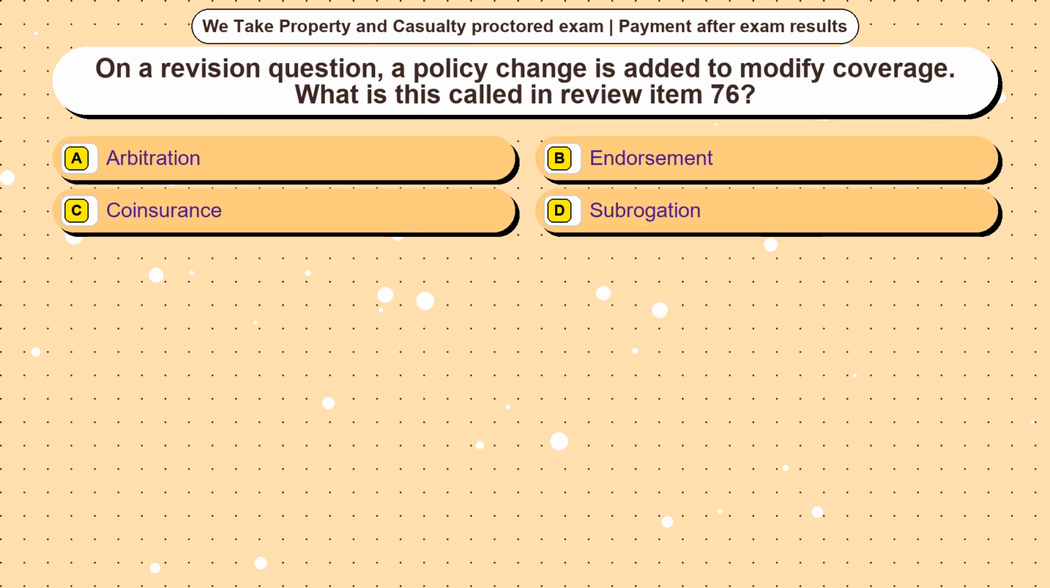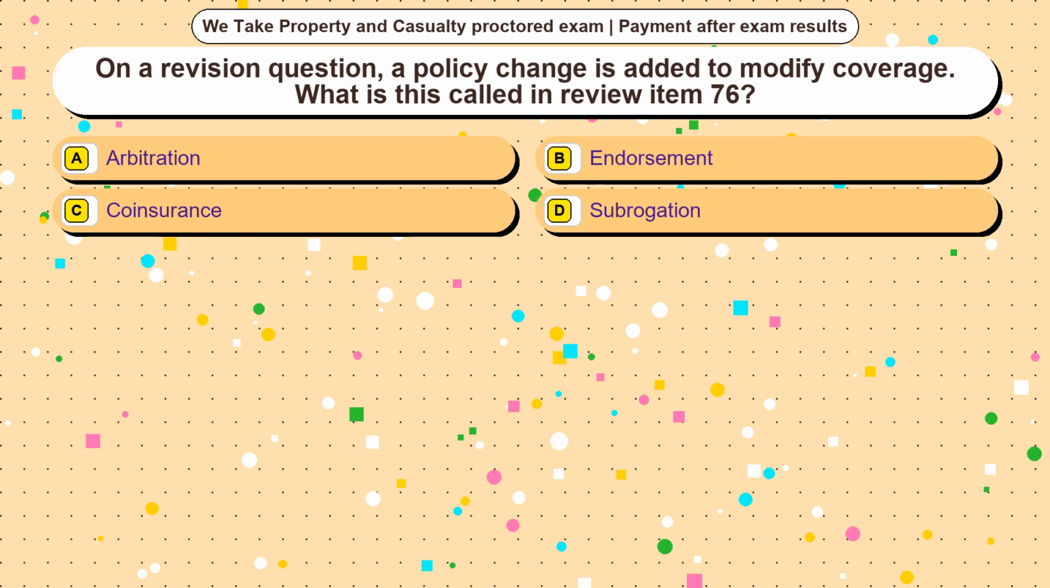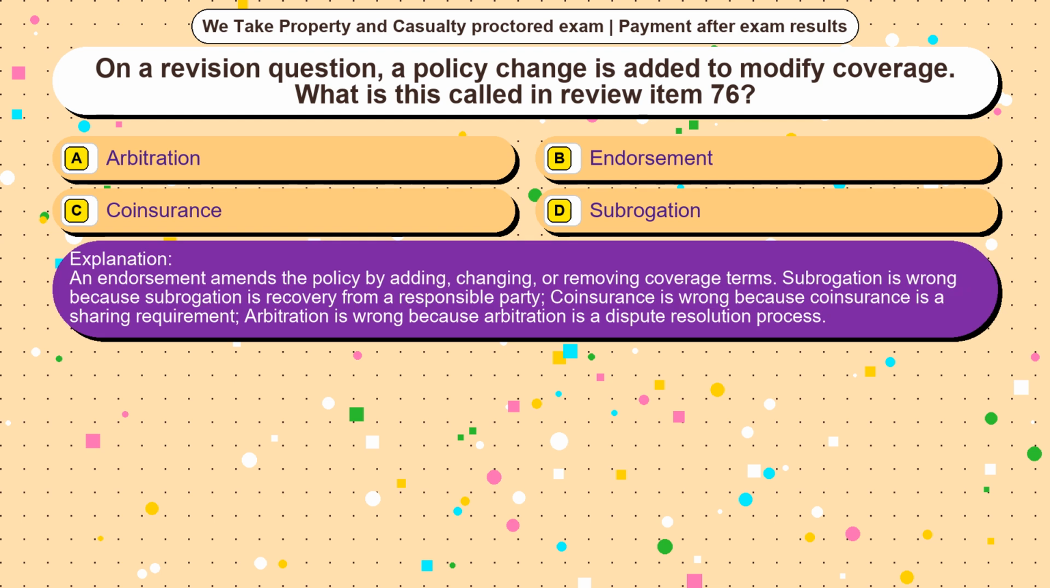Question 12. On a revision question, a policy change is added to modify coverage. What is this called in review item 76? Option A, arbitration. Option B, endorsement. Option C, coinsurance. Option D is subrogation. The correct answer is option B. An endorsement amends the policy by adding, changing, or removing coverage terms.